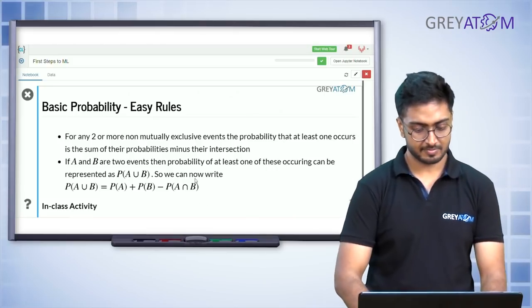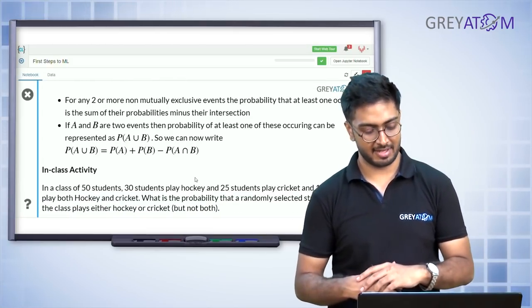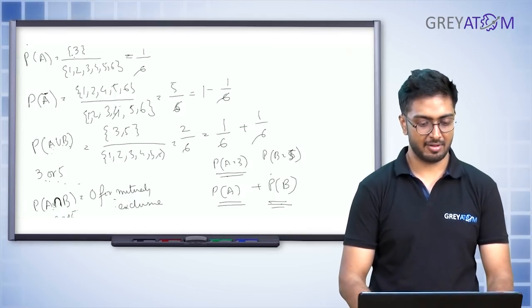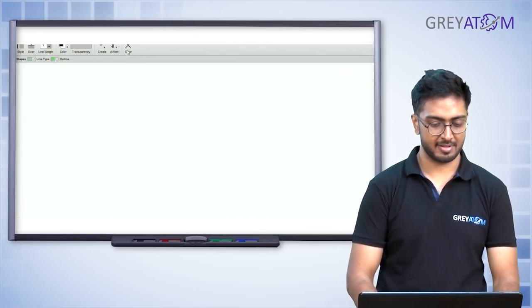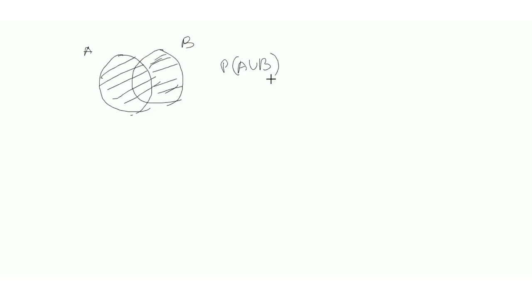So now, what happens in non-mutually exclusive events? To understand that, let's draw a diagram. This is my event A and this is my event B. And this is my probability of A union B. So the probability of A union B is given by the probability of A, which is the entire circle. So now let me draw this circle. This is the probability of A.